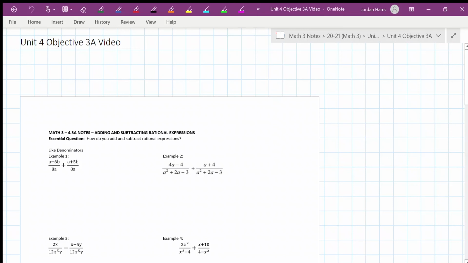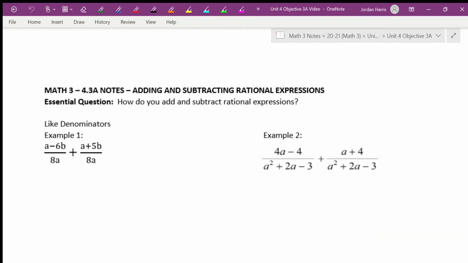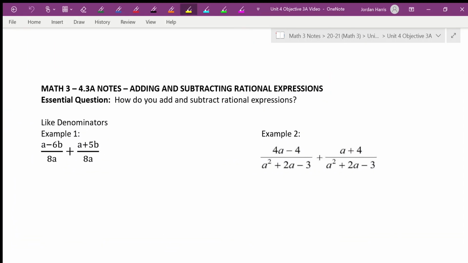This is 4.3a, adding and subtracting rational expressions. So the first thing is your essential question, like always, which you'll answer at the end. How do you add and subtract rational expressions?